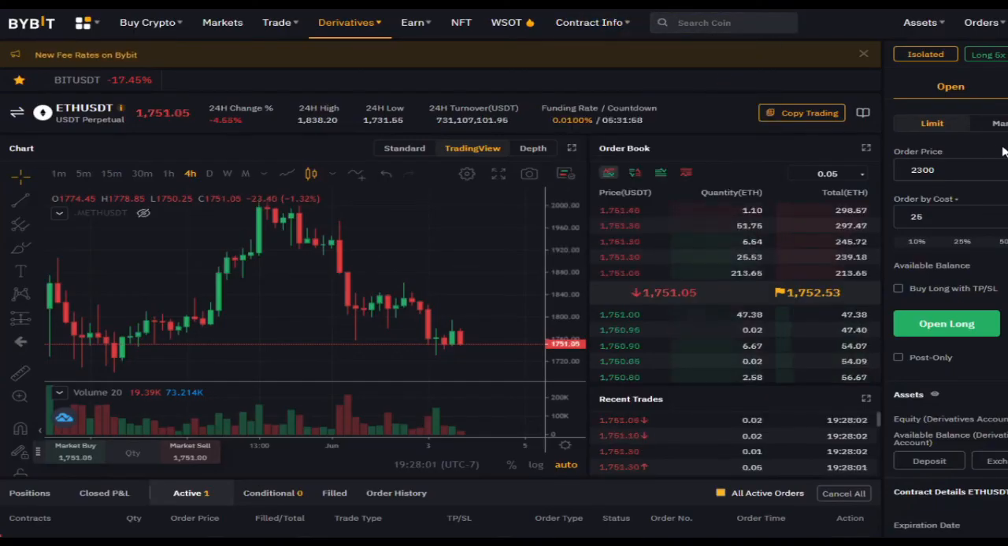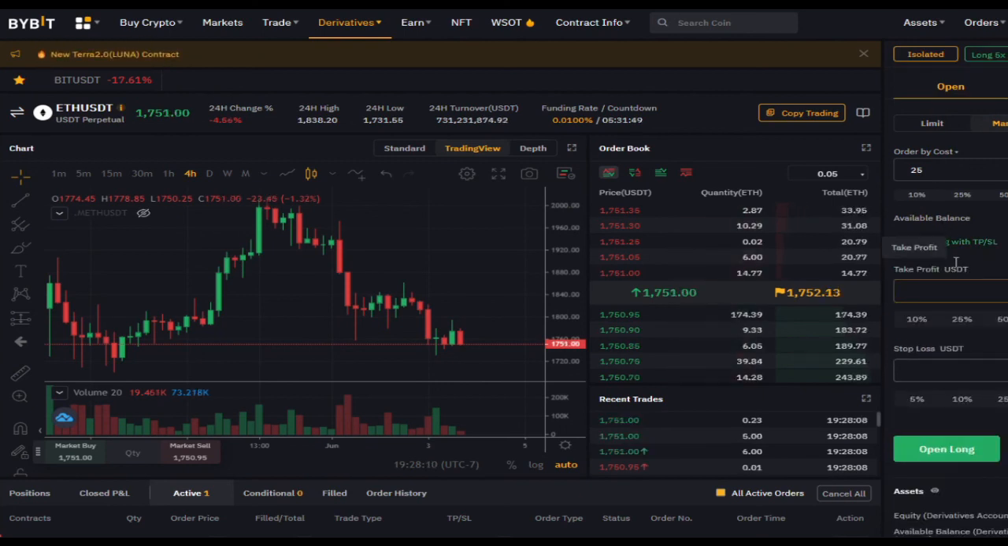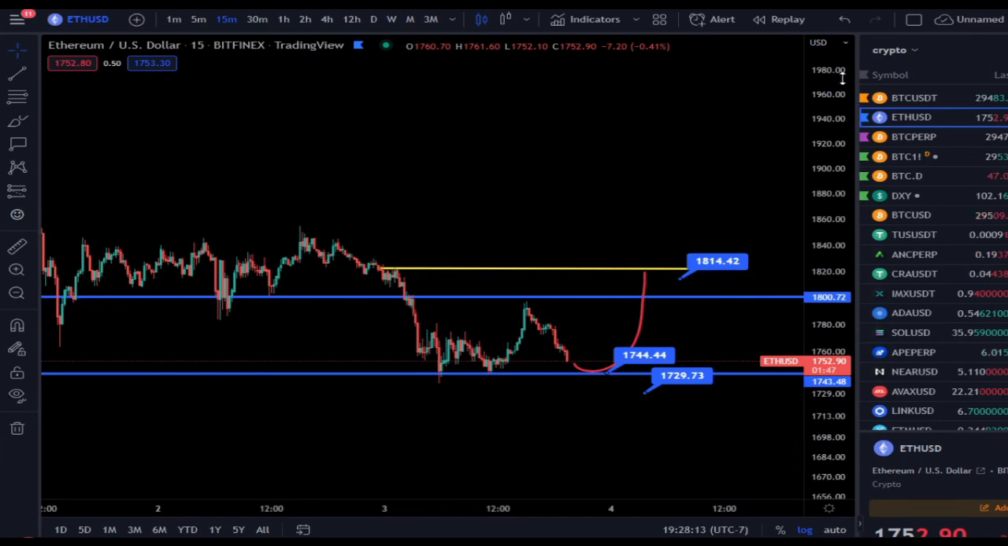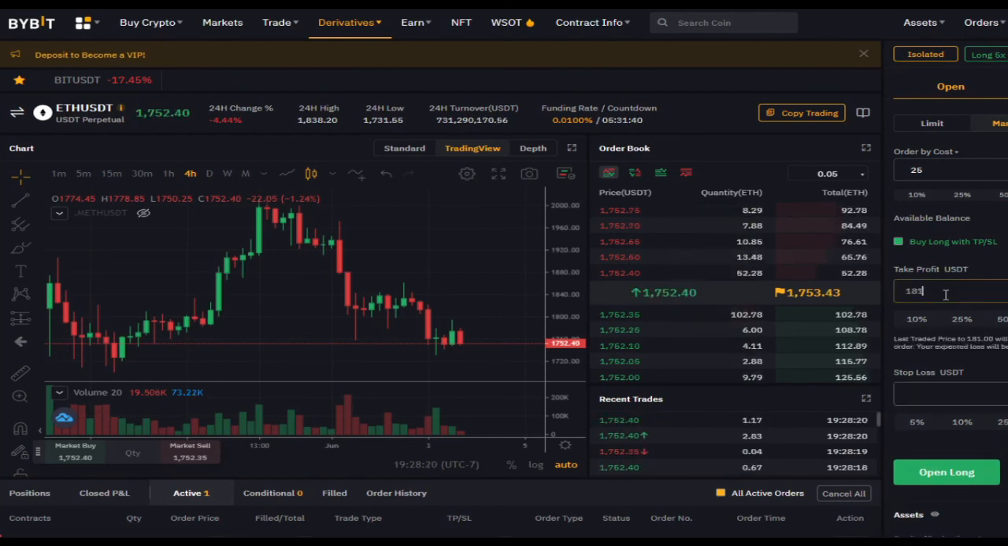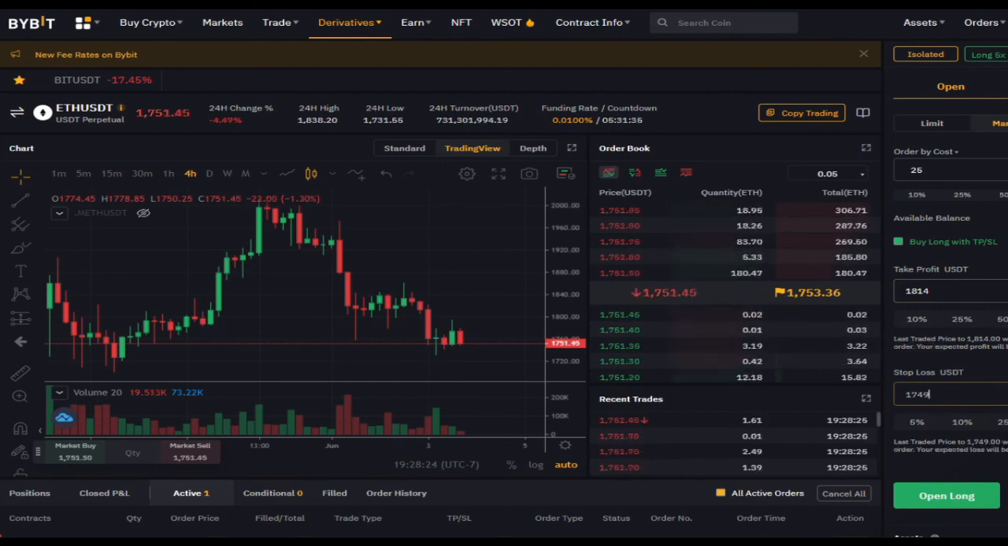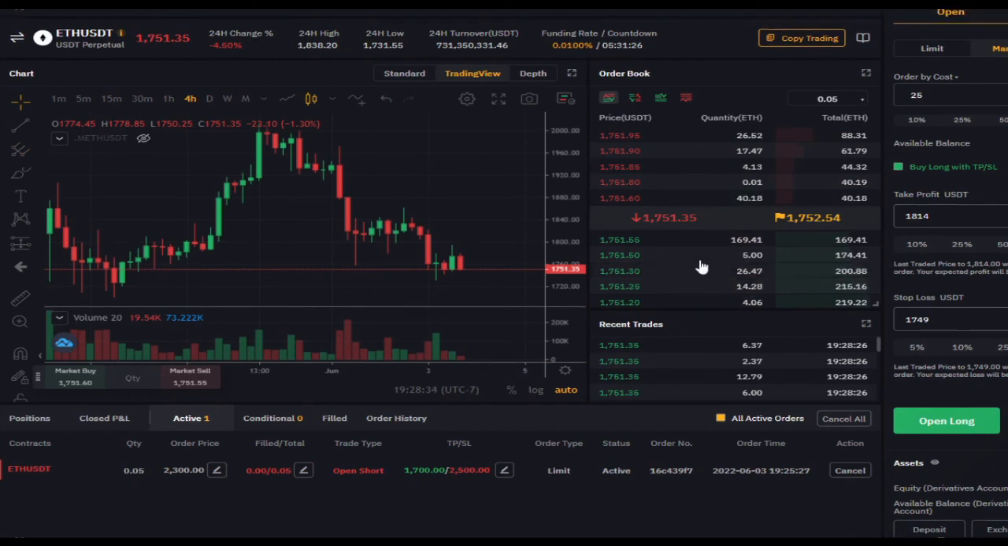I can come right over here. I'm actually going to go long. So let's say I just want to do a market buy. I don't care what the price is. I'm just so excited, I just got to get in right this second. My take profit, 1814, and my stop loss, 1729. So market buy, 1814 was my take profit, and 17 like 49 or something for the stop loss. And then boom, open long, open short, whatever the case may be. So not too crazy, but that's how you get started with everything.